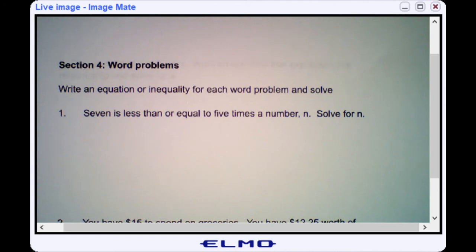Our last section for today is the word problems. We're going to write an equation or inequality for each word problem and then solve it. For number 1, 7 is less than or equal to 5 times the number n. We're going to solve for n.